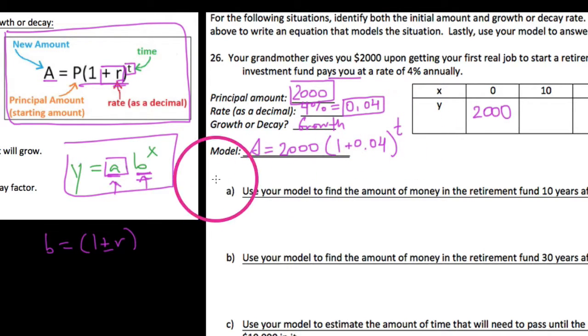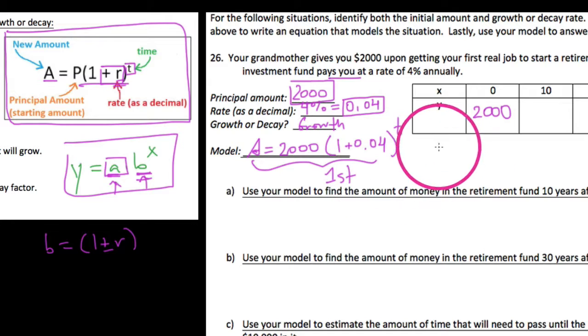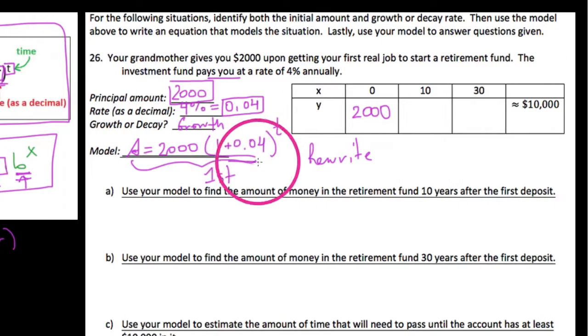We're just going to leave time general, but we'd say this would represent any amount at any given time t, as long as I start with $2,000 and I'm growing at a rate of 4%. Now in terms of how I would rewrite this model, I will tell you that we always write it this way first, but then we rewrite the model in order to simplify this base in here if possible.